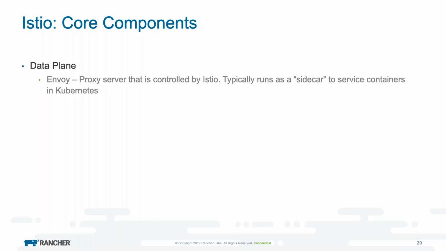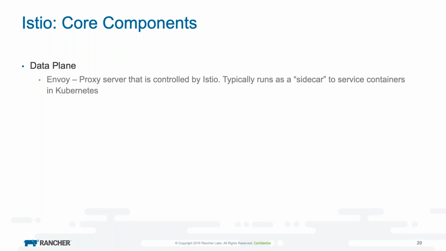The first section is the data plane in Istio. Istio is built, like a lot of different service meshes, on Envoy. Envoy is a proxy server. It is built independently of all these service meshes. So Istio didn't build Envoy. Envoy, I think, was actually built by Lyft, if I recall correctly. Envoy is a proxy server that is controlled in this instance by Istio.